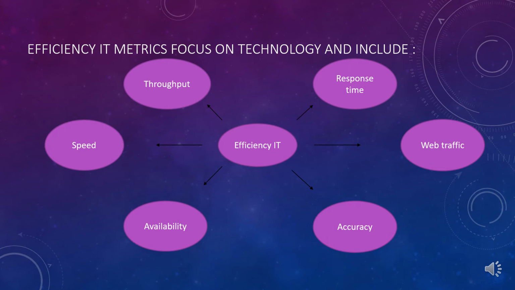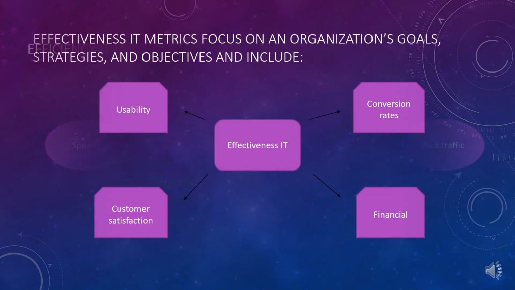Efficiency IT metrics focus on technology. There are six efficiency IT metrics: throughput, speed, availability, accuracy, web traffic, and response time. Effectiveness IT metrics focus on an organization's goals, strategies, and objectives. There are four effectiveness IT metrics, which are usability, customer satisfaction, financial, and conversion rates.